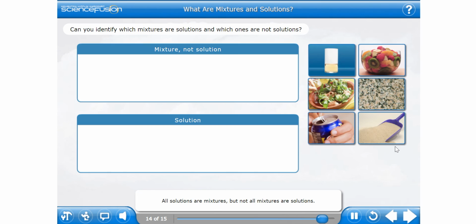All solutions are mixtures, but not all mixtures are solutions. Can you identify which mixtures are solutions and which ones are not solutions? Drag your answers to the correct category.